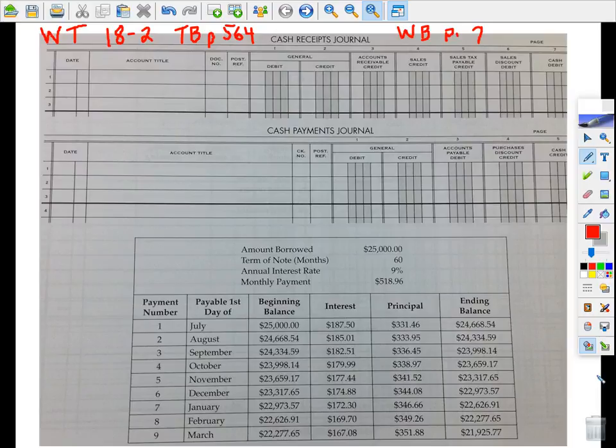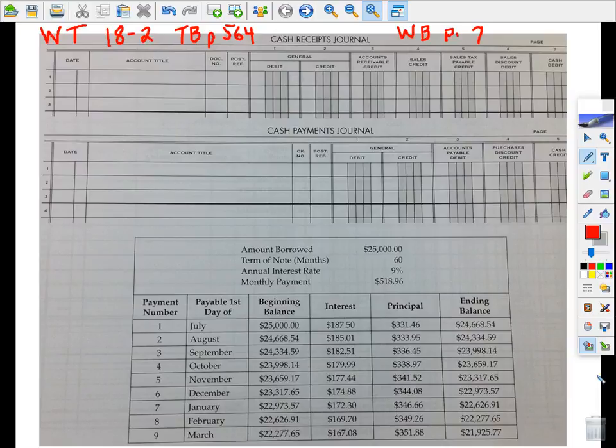So we're on page 568. No, we're not. We're on page 564. That's where the work together 18.2 problem is, and in your workbook it's page 7. So let's just get started with that June the 1st transaction, which is telling us that we are signing a 5-year 9% note valued at $25,000.